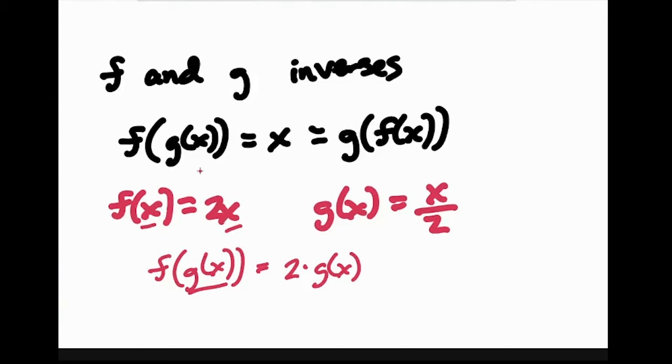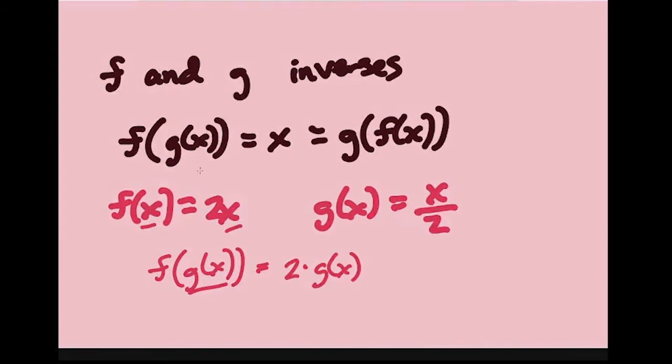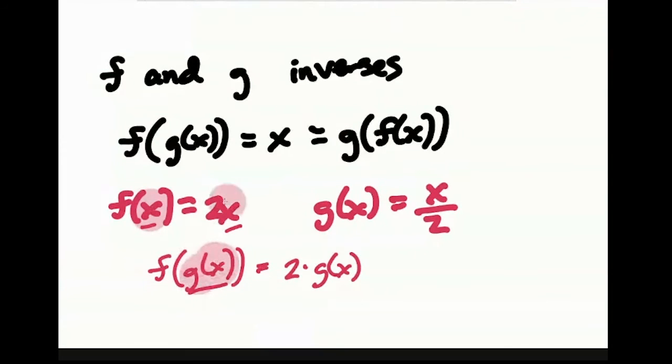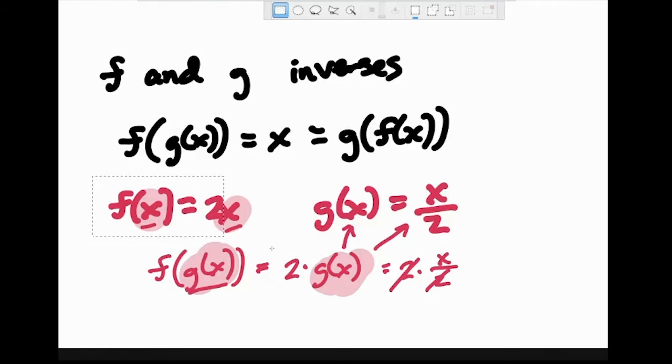Hopefully you see that. Let me highlight it. So this right here is replaced with this. So that means this x has to be replaced with this. Hopefully you see the symmetry with that. If we keep going here, that means 2 times g of x, which is equal to x over 2. And if you notice, it cancels out. Real easy definition of inverse. Make sure you understand that.